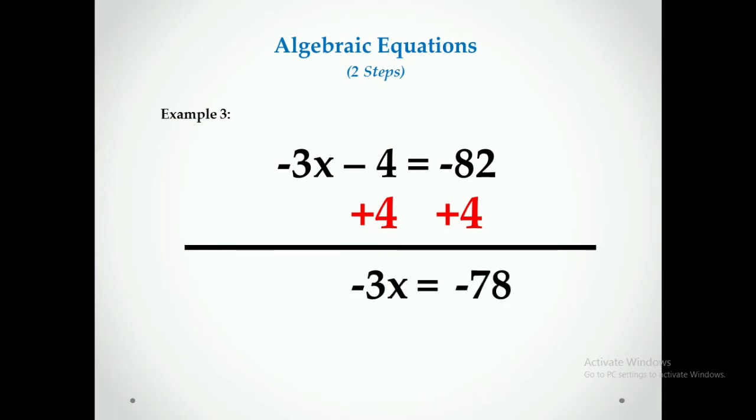Right. Now, since we're multiplying x by a negative 3, we have to do the opposite of multiplying by a negative 3, which is to divide by a negative 3. If we divide one side by a negative 3, we have to divide both sides by negative 3, and then that will leave us with x. And we should know that dividing a negative by a negative will give us a positive value, so 78 divided by 3 is 26.